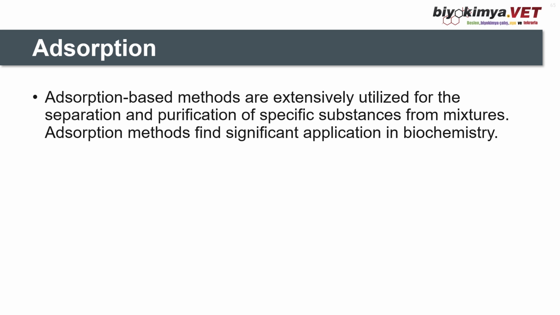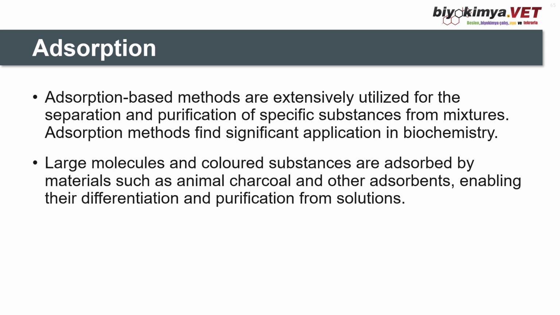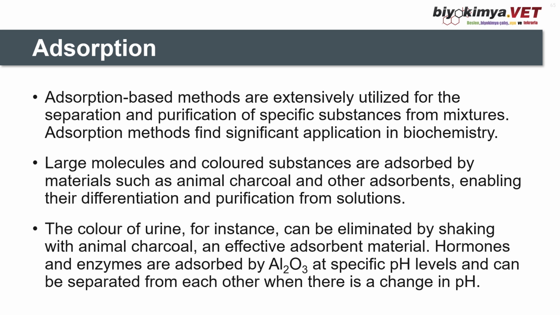Adsorption-based methods are extensively utilized for the separation and purification of specific substances from mixtures. Adsorption methods find significant application in biochemistry. Large molecules and colored substances are adsorbed by materials such as animal charcoal and other adsorbents, enabling their differentiation and purification from solutions. The color of urine, for instance, can be eliminated by shaking with animal charcoal, an effective adsorbent material. Hormones and enzymes are adsorbed by aluminum oxide at specific pH levels and can be separated from each other when there is a change in pH.